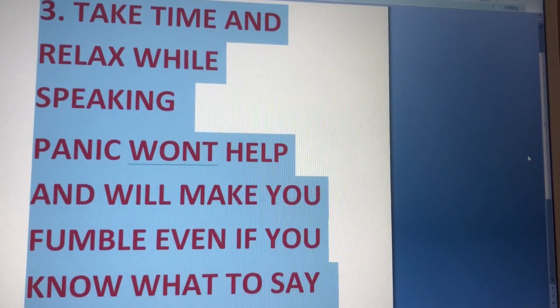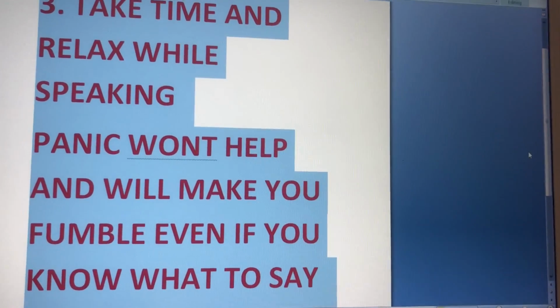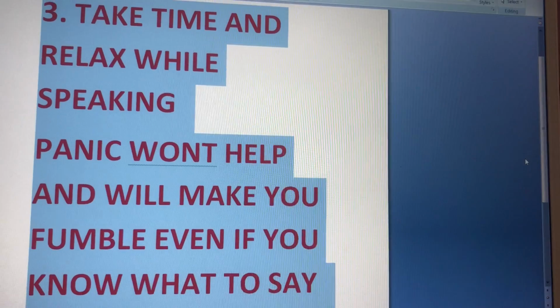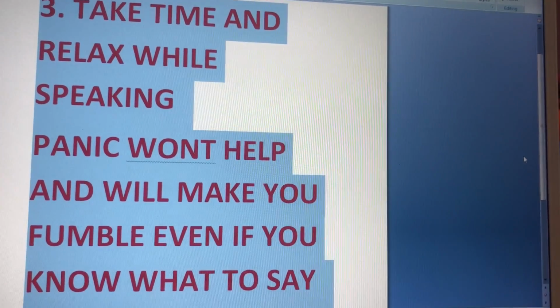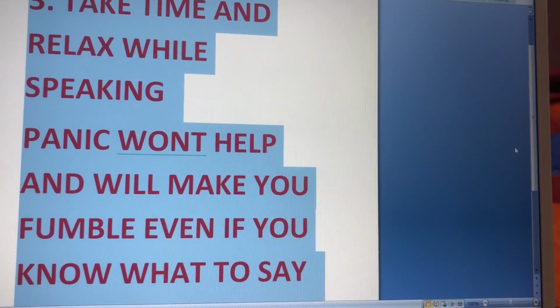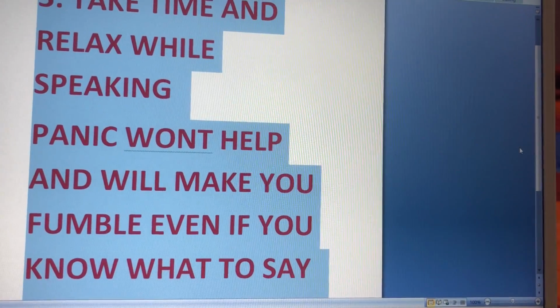And then it says panic won't help. So if you get panicked that the other person is speaking so fluently, now what are you gonna do? So you don't have to panic, right? You have to relax, take a deep breath, and just build your confidence, and know that you can do that.